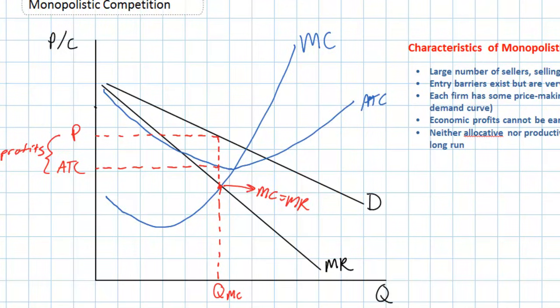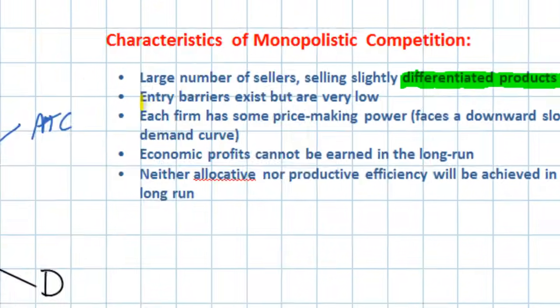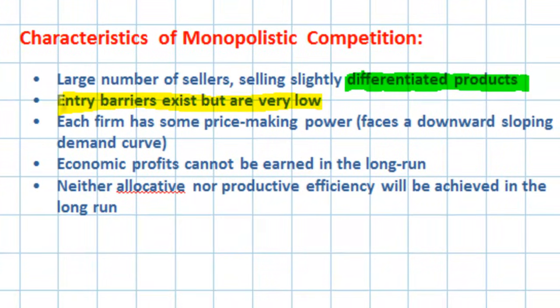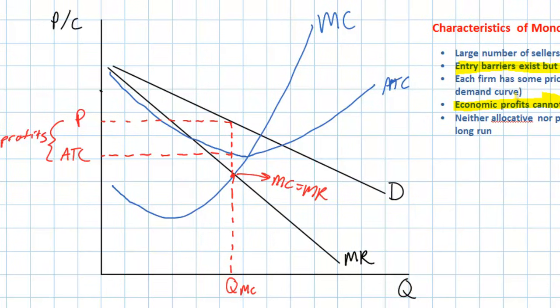But now is where things get a little bit different than pure monopoly, because another characteristic of monopolistic competition is that entry barriers are low and that economic profits cannot be earned in the long run. So using our diagram, we have to show that in the long run, these profits will be eliminated. So we're going to do that now. How would this look in our graph? And why would these profits be eliminated?